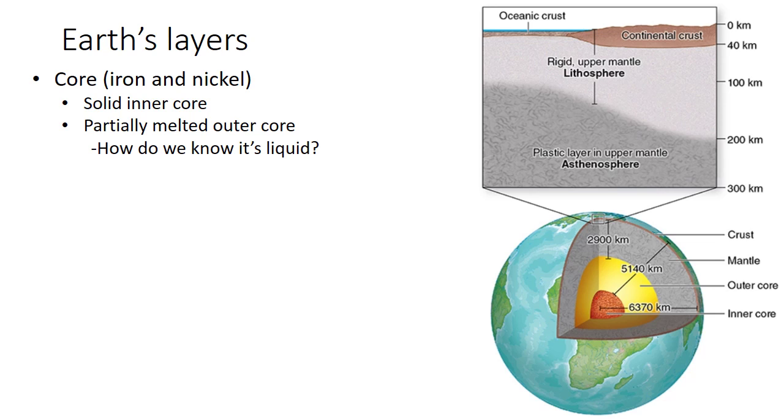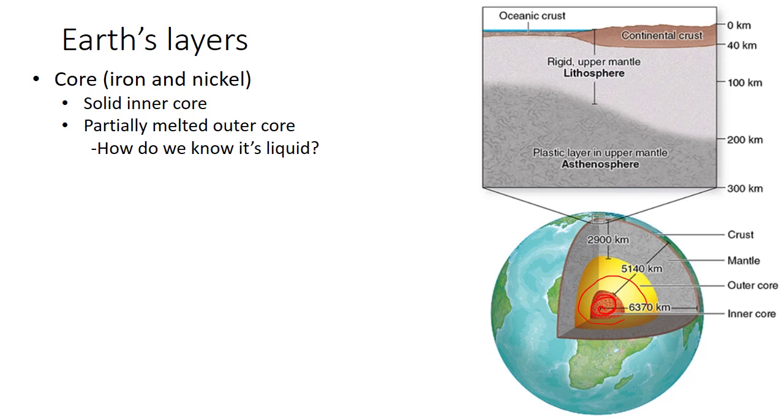Go over here, inner core, this part here, here's the outer core. This outer core is partially melted. So the inner core, high pressure, it's solid. Outer core is partially melted. The question is, how do we know it's liquid?